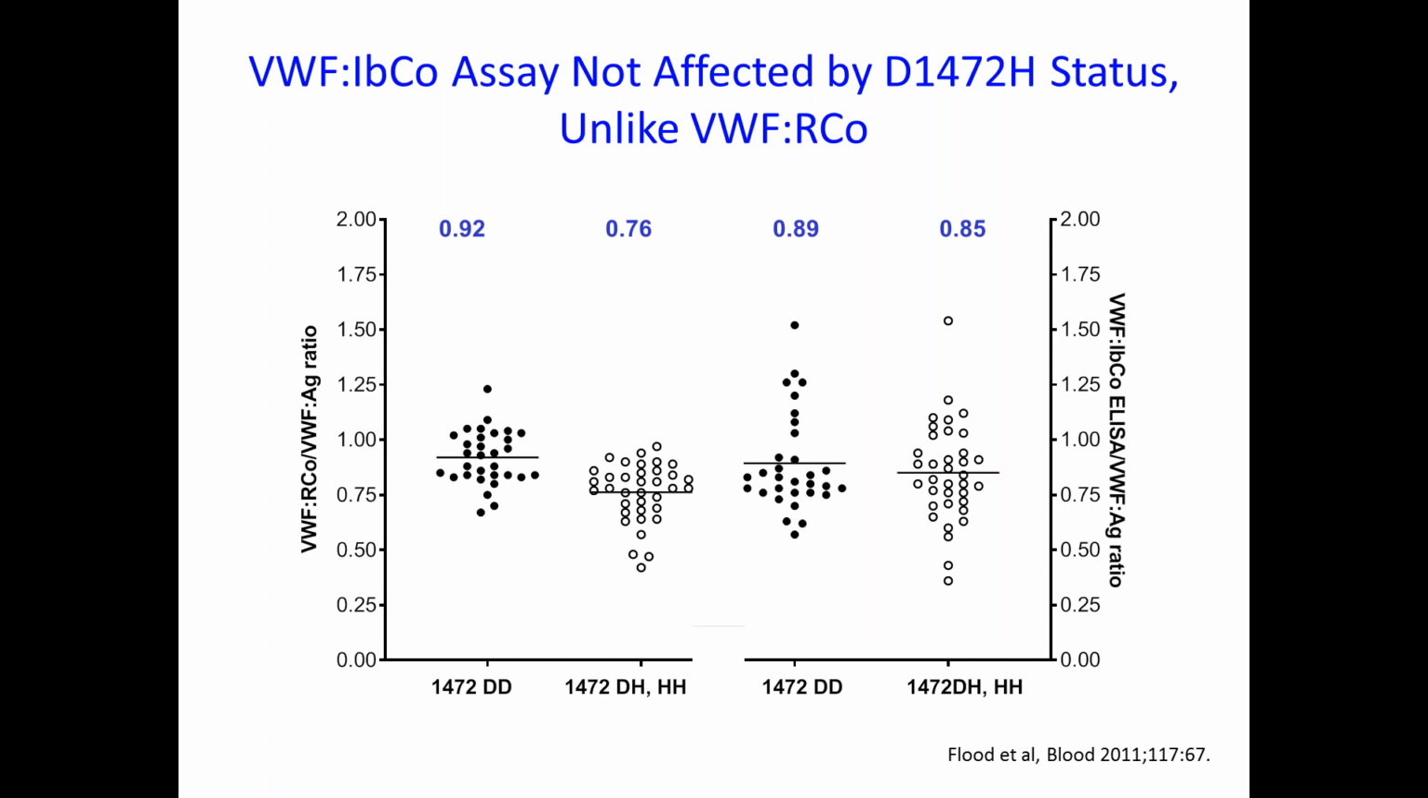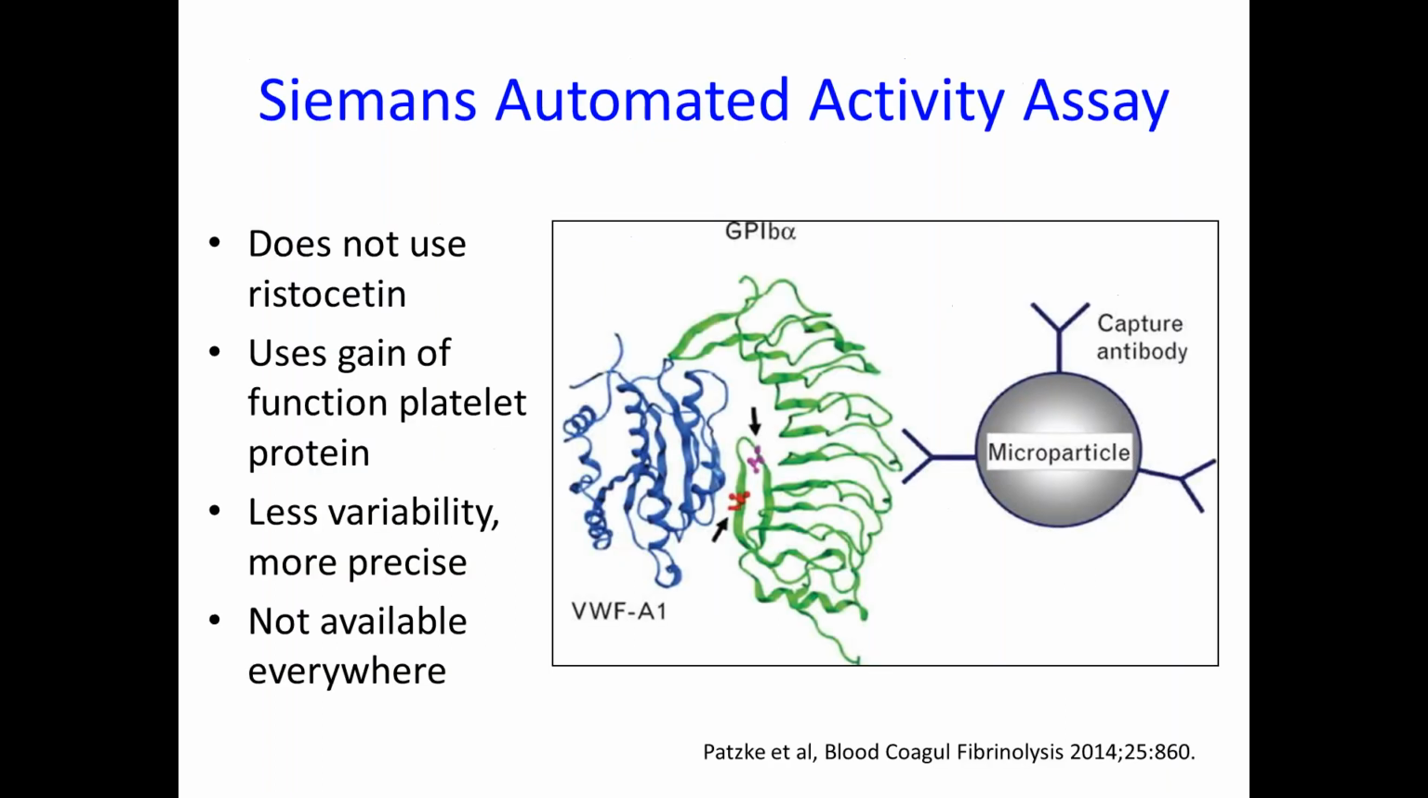So on the right, you have the ristocetin data using either those with only the wild type allele, which is the 1472D, or those who were heterozygous or homozygous for the H allele. In contrast, with the GP1BM assay, the results were basically identical. There was no difference whether or not you had this A1 domain variant. For the assay that uses a gain-of-function platelet GP1B, ISTH has now recommended we use the terminology VWF GP1BM to represent that assay. So this is very encouraging that we don't have that same issue.